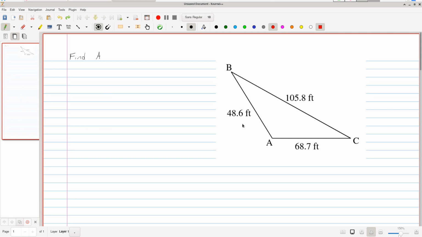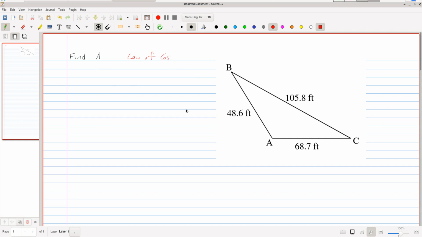In this triangle, solve for angle A. This is not a right triangle, so regular sine, cosine, and tangent won't do. Also, we're missing angle A and angle B and angle C, so law of sines is out also. We're going to have to use the law of cosines.